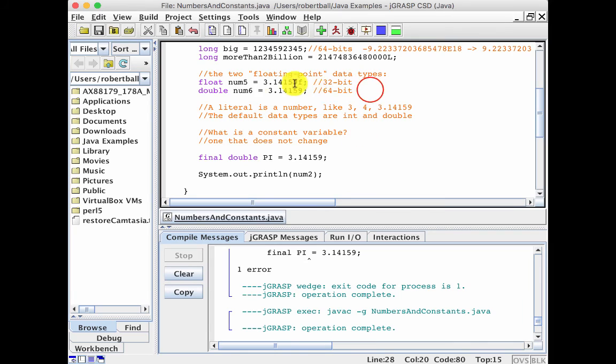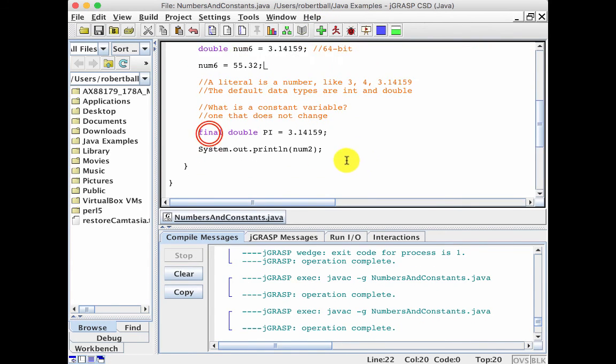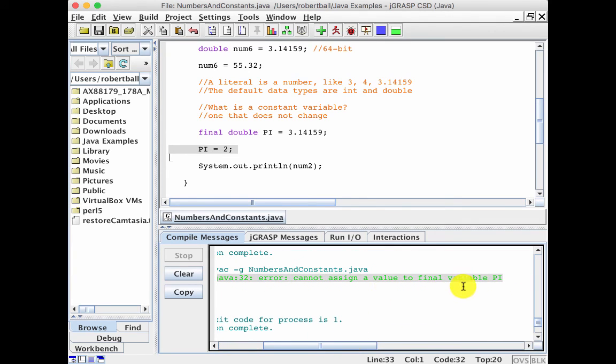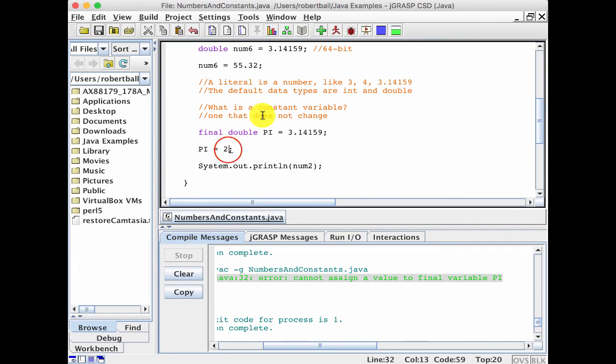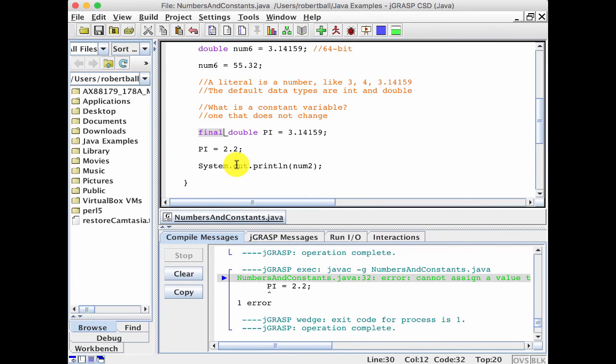All right. Well, with this double, we're going to say num6 equals 55.32. Hey, that works great. But with a constant, with the keyword final, we can't do that. So pi equals 2. Uh-oh. Cannot assign a value to a final variable pi. Well, maybe I need to put a decimal place. Actually, I don't, but it's a good guess. Still, it won't work. When we have final, it means you cannot change it.